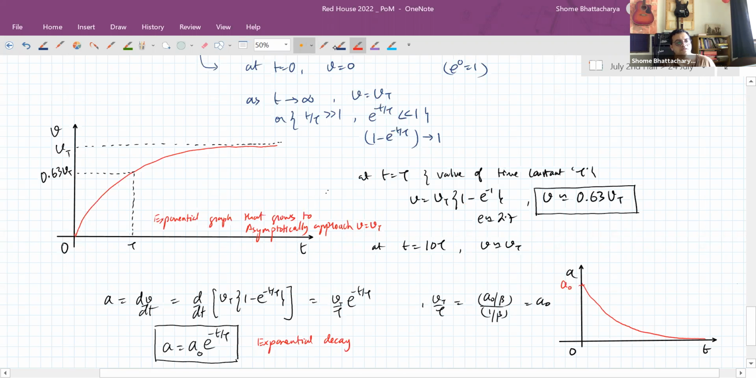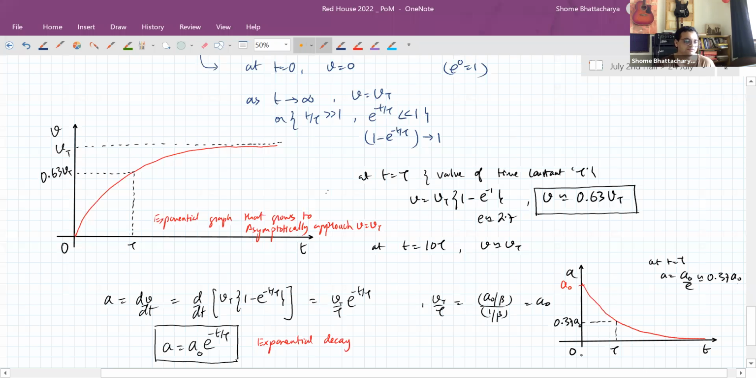So here also we'll see that time constant has a special significance. At one time constant, the value of acceleration is approximately 0.37 of a0. So it decays to about 37% of the initial value within one time constant.